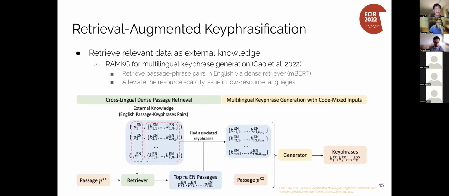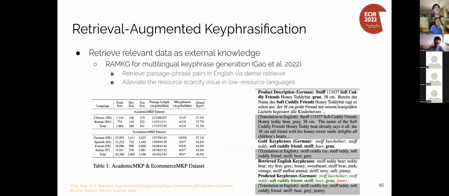And then here, we can just use a multilingual dense retrieval model, such as mBERT. So given a document in French, we just retrieve similar documents in English and use the corresponding English phrases as a hint to help the generator know, okay, what phrases can be relevant and to generate them.